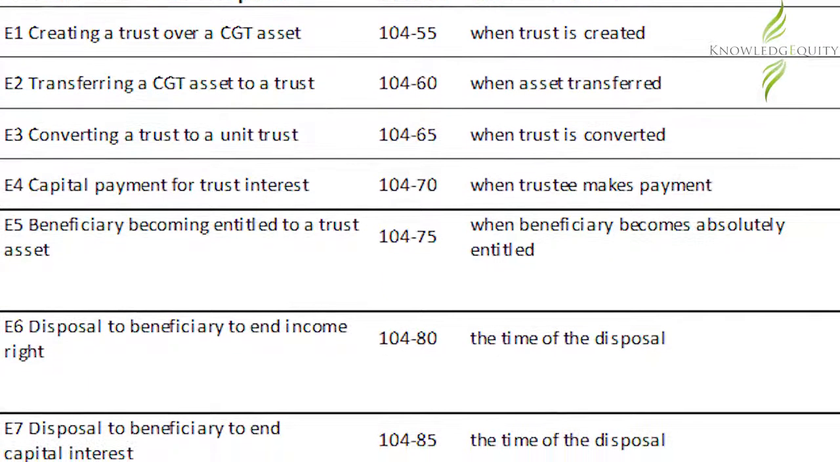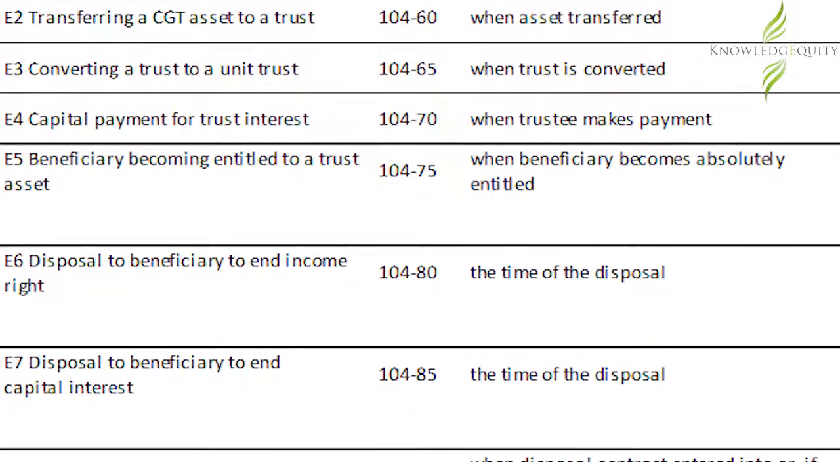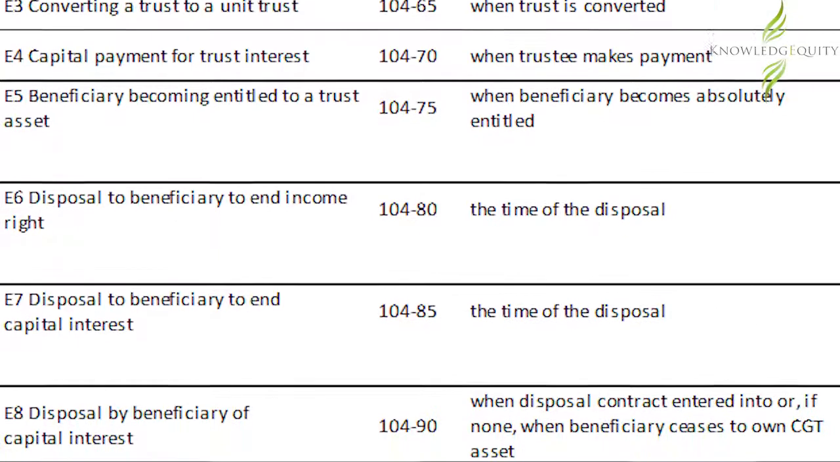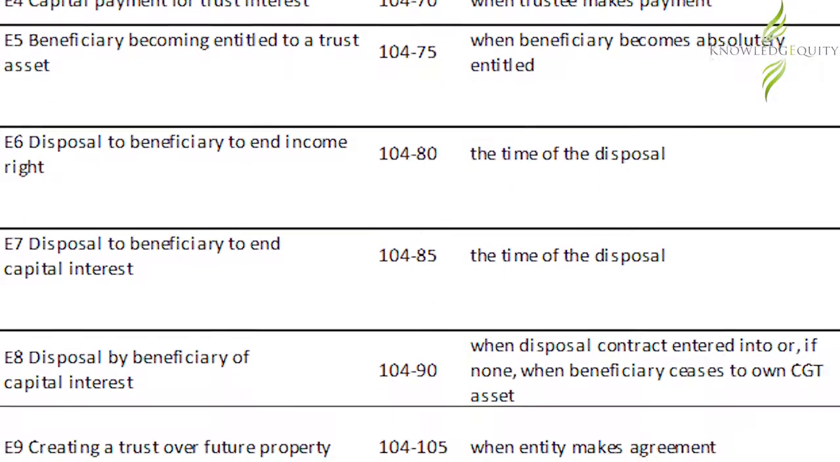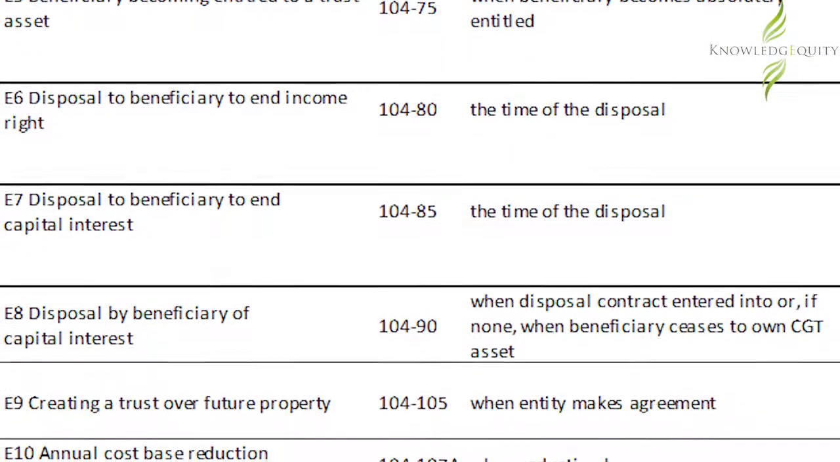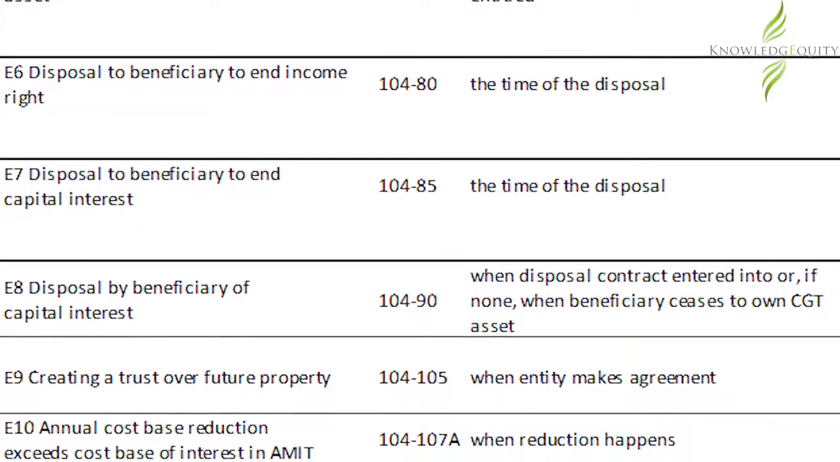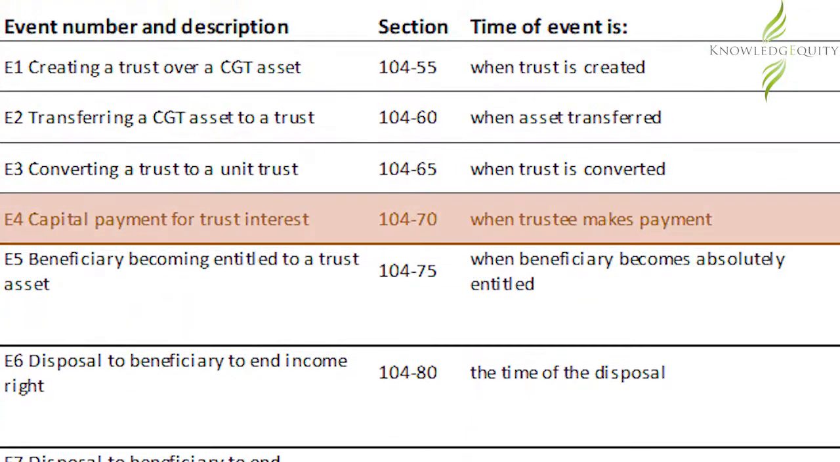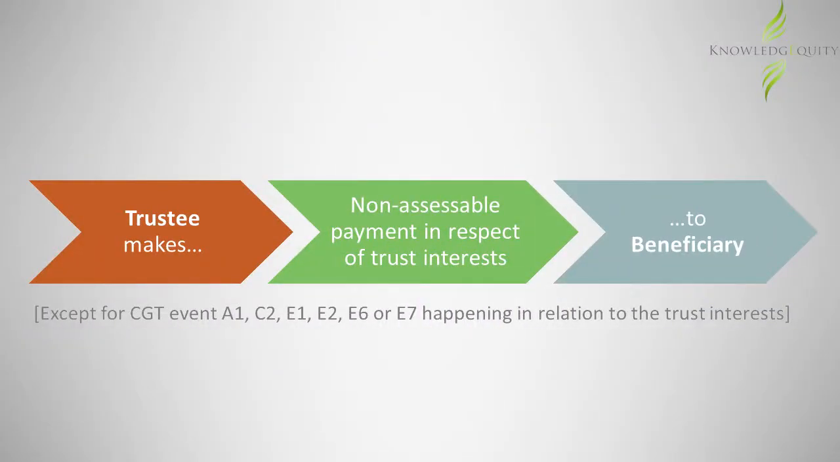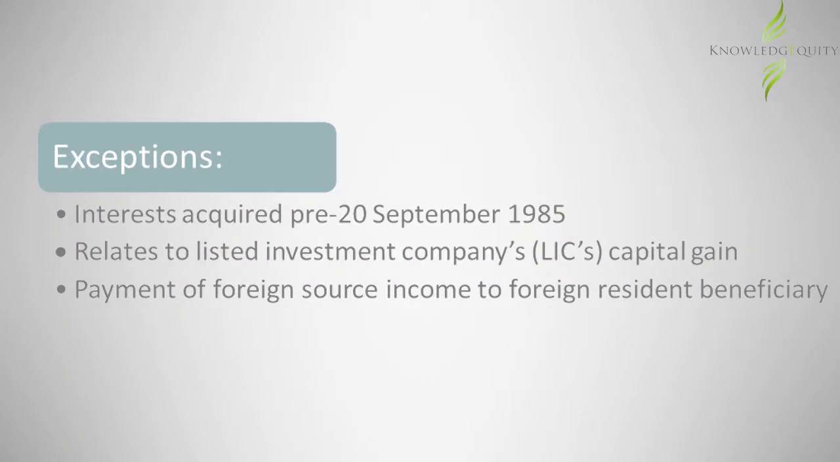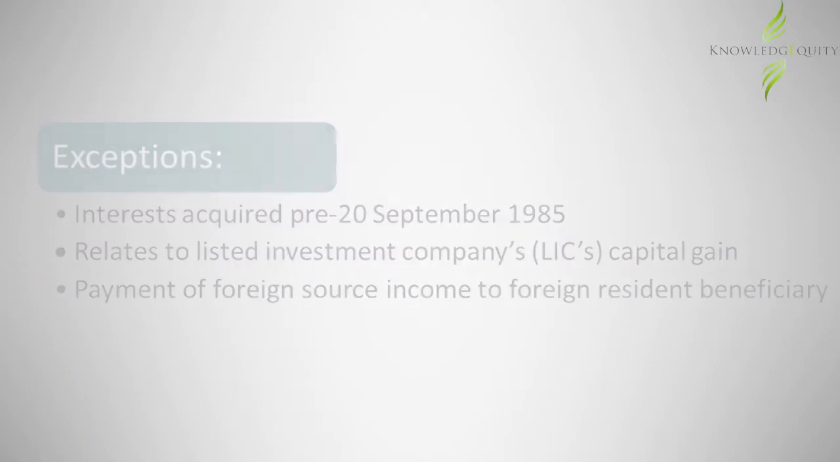There are a range of CGT events relating to trusts. Some events relate to the treatment of capital gains within the trust, while others relate to the tax treatment in the hands of the beneficiary. CGT Event E4 captures the situation where the trustee makes a non-assessable payment to a beneficiary in respect of their trust interests. Note that CGT Event E4 does not apply to interests that are pre-CGT assets, as well as certain types of payments.